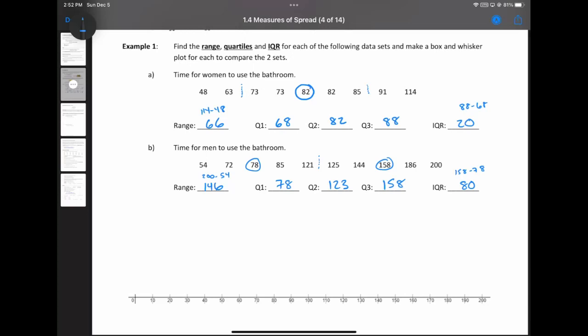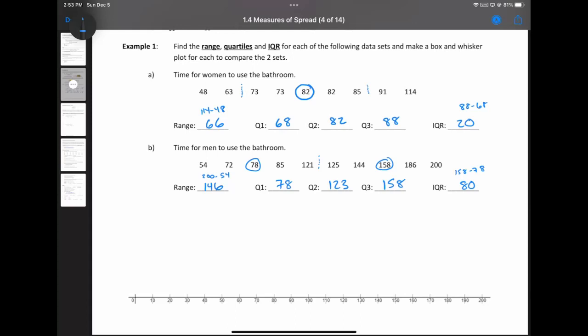Okay, so we can see that men do seem to use a little more time to go to the bathroom. Their median is a little bit higher. It's actually significantly higher. It's about 50% higher than 82. Their spread is about 4 times what it was for the women. So there are interesting deductions to be made there.